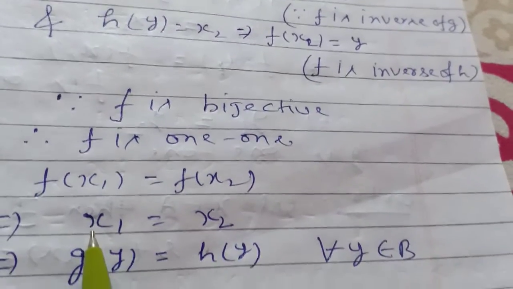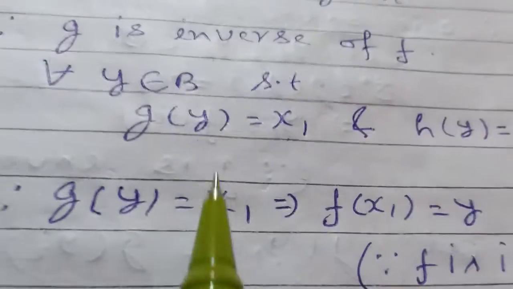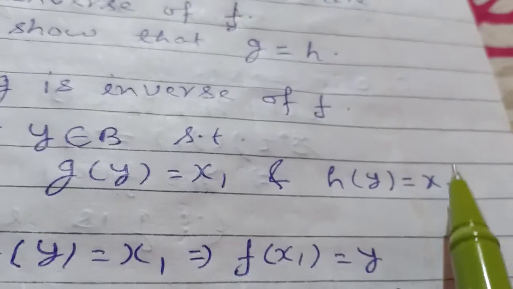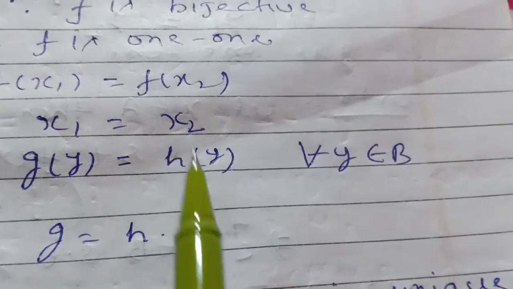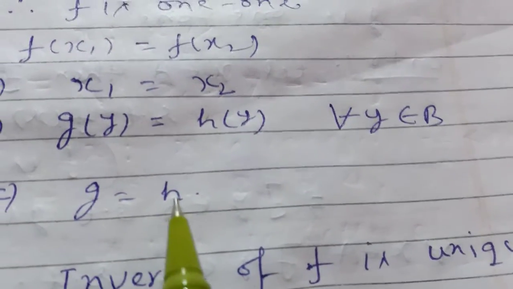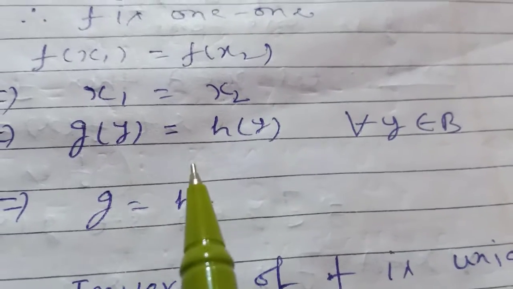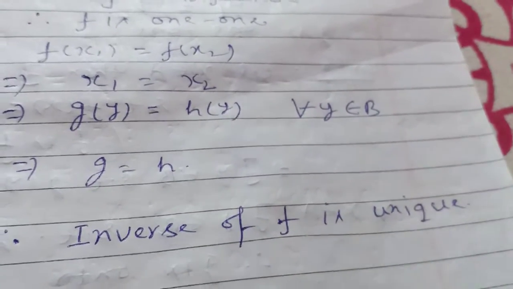This implies that x1 is equal to x2, and since x1 is equal to g of y and x2 is equal to h of y, therefore here we put x1 as g of y and x2 as h of y. This implies that g is equal to h. It means both inverses are not different, both are the same. Therefore the inverse of a bijective function is unique.